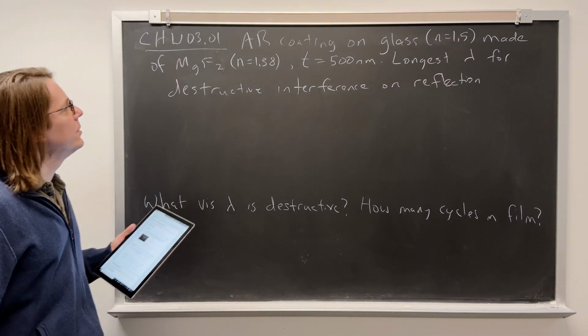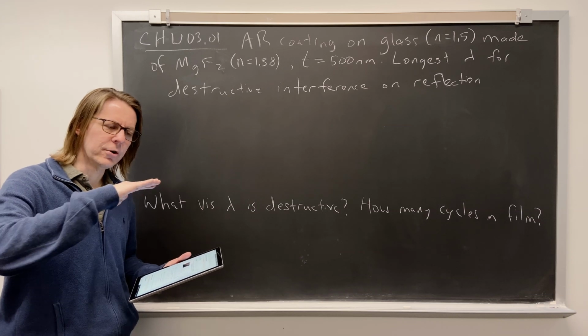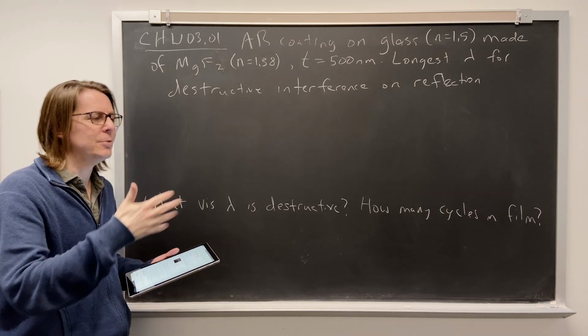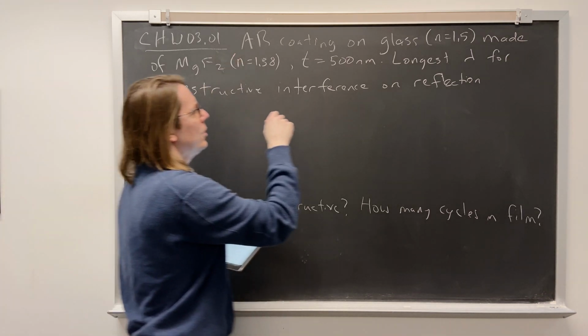Here is a thin film problem called an anti-reflection coating. These are the coatings on your glasses and lenses to minimize the amount of white light that reflects. So we have an anti-reflection coating on glass.